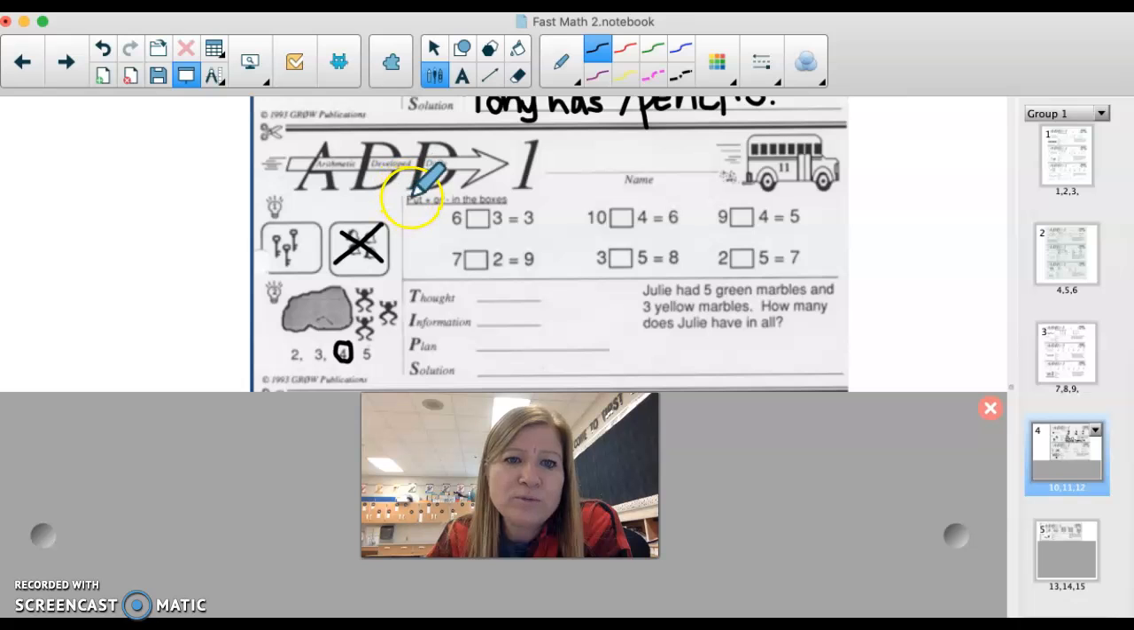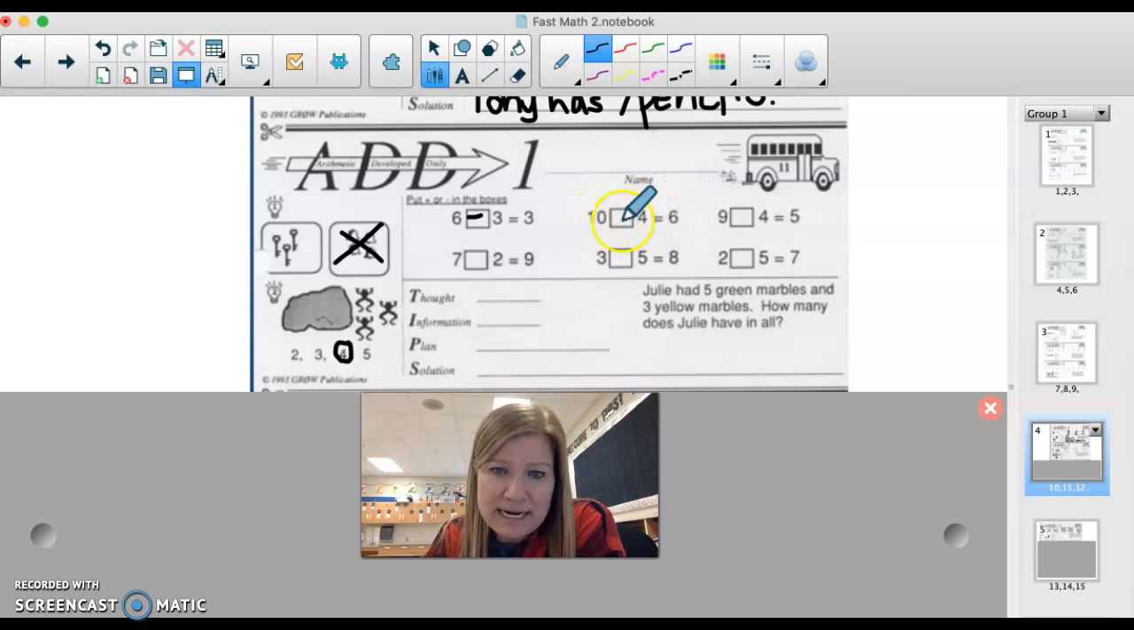All right, over here, we're supposed to put a plus or a minus sign in the box. So if we have 6, does 6 plus 3 equal 3, or does 6 minus 3 equal 3? If you said minus, you're correct. Let's try the next one. 10 blank 4 equals 6. Does 10 plus 4 equal 6, or 10 minus? You're right, minus.